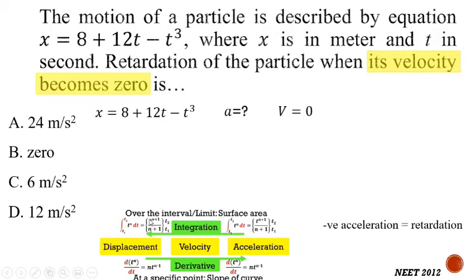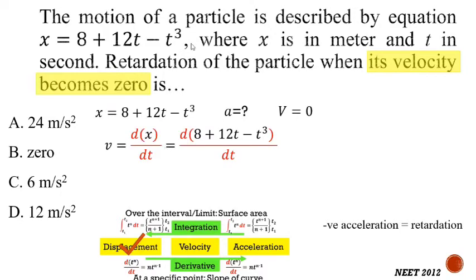So in this problem, the displacement equation is given and we need to find the acceleration, and one condition is that the velocity is 0. To find the velocity or acceleration from displacement, we need to take the derivative. So let us start with finding the velocity first. So velocity will be equal to dx by dt, and the derivative is nothing but multiply the power and reduce the power. For any constant term, the derivative is 0.